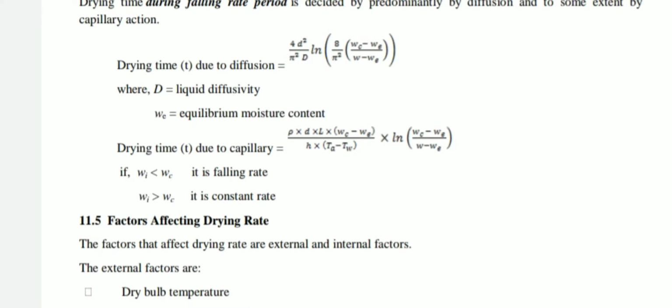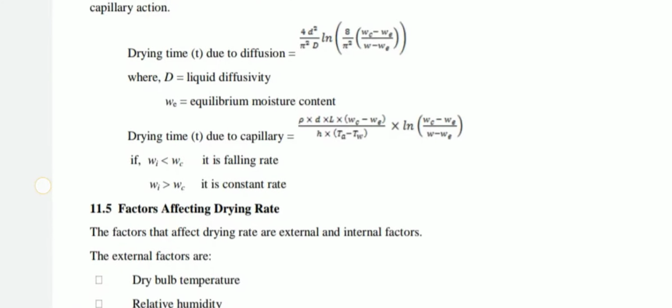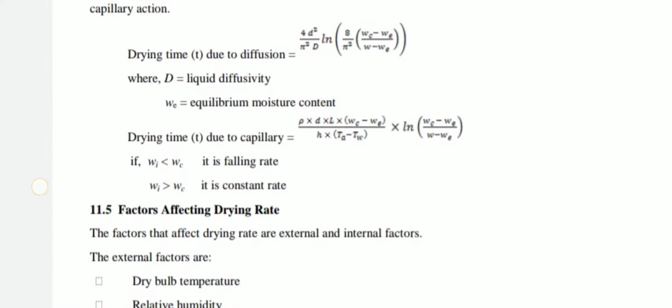We were discussing the initial moisture content versus critical moisture content. Now, what is critical moisture content? Critical moisture content is the average material moisture content at which the drying rate begins to decline.